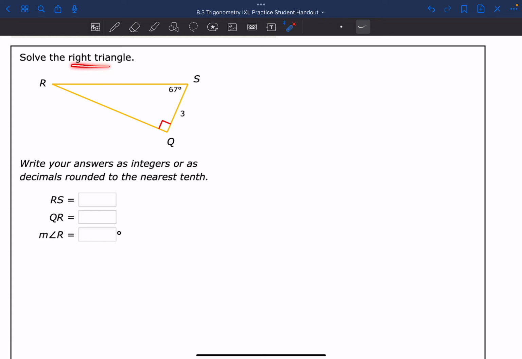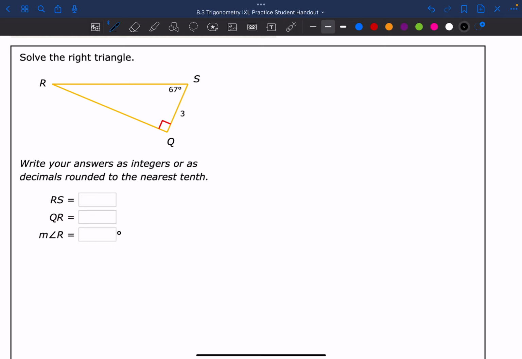We need to solve this right triangle. What does it mean? Well, we have a right triangle right here. We have a few measurements missing. We don't know the length of RS. We also don't know what QR is, so we need to find that. And we don't know the angle measurement for angle R. So we need to do that for everything. Actually, we're going to skip these two and go directly into the measurement of angle R.